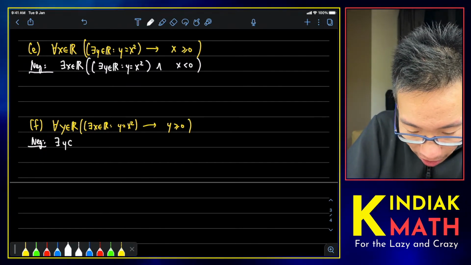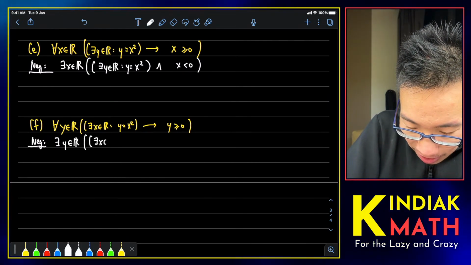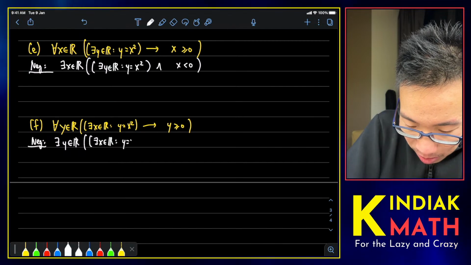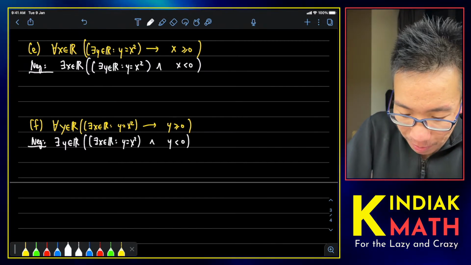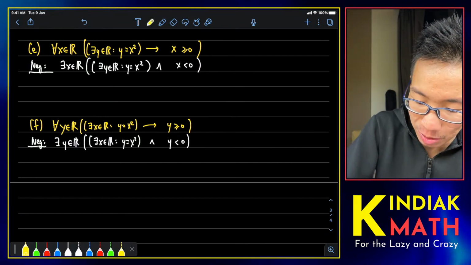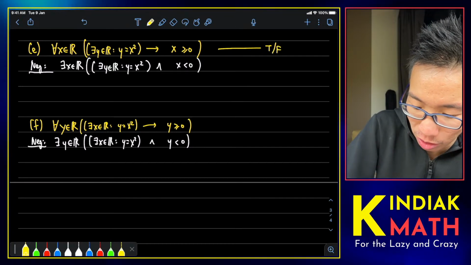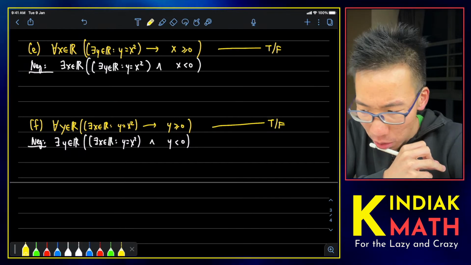So there exists y in R with the property that if there exists x in R such that y equals x squared and y being less than 0. So we can check these properties. Now, once again, we want to ask the question, are they true or false?